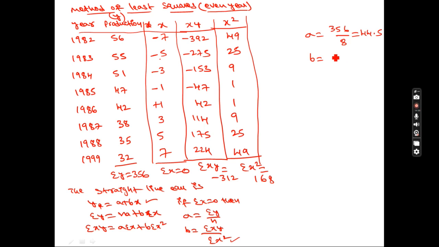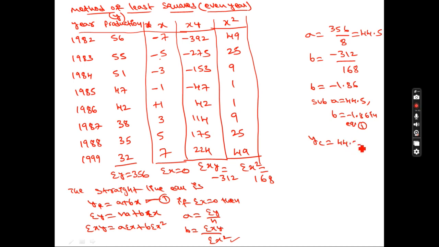So substitute the values here. Summation xy total is -312, and x square total is 168. If you do it, b is equal to -1.86. I am making this equation 1 now. Substitute a equal to 44.5 and b equal to -1.86 in equation 1. So equation 1 will become yc is equal to 44.5 minus 1.86 x. This is called your trend equation.